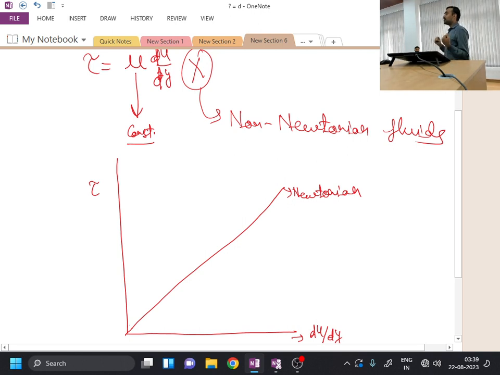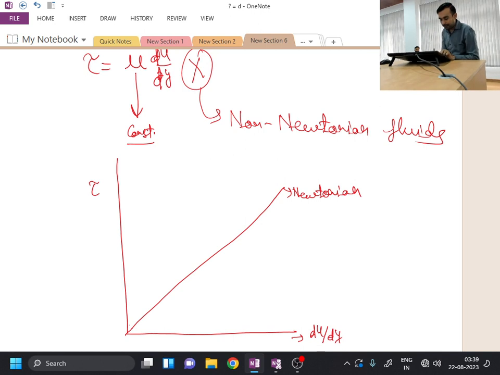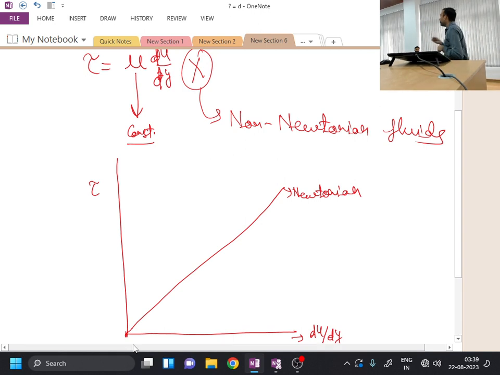Why it is passing through the origin means if we give an infinitesimally small amount of shear stress, then also we will have some rate of deformation, or some velocity gradient in the fluid. That is the fundamental definition of the fluid. That is why this line is passing through the origin.